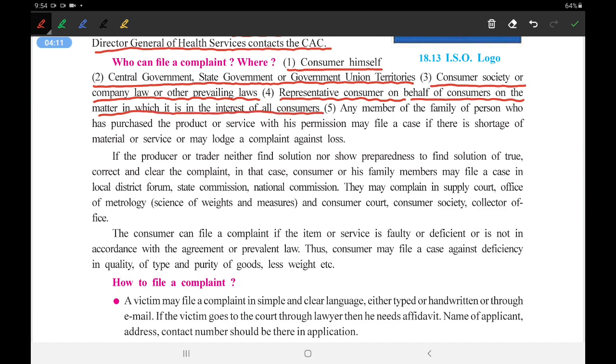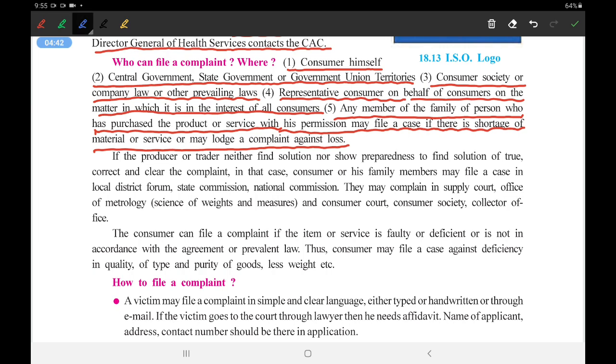There are certain instances where a lot of consumers or a group of consumers are involved, then a representative can file a complaint in the public interest. Next, any member of the family or a person who has purchased the product or service with his permission may file a complaint if there is a shortage of material or service, or lodge a complaint against the loss. So even a family member can file a complaint for the problem that is being created.